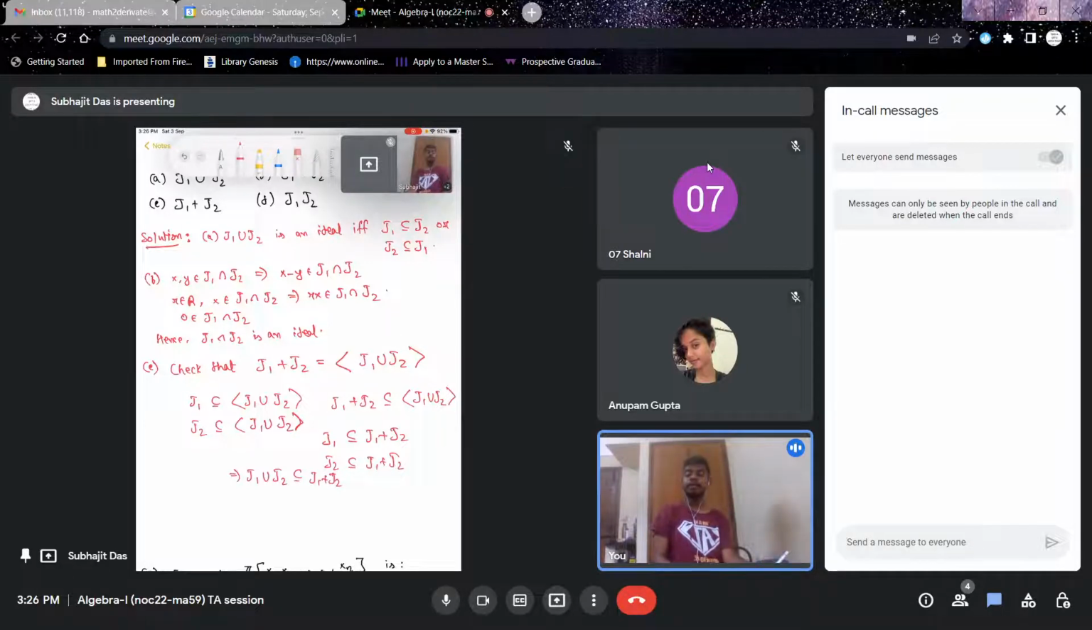Now J1 plus J2 is an ideal, and what do we know about the ideal generated by J1 union J2? This is the smallest ideal containing the set J1 union J2, right? But we already saw that there is some ideal containing J1 union J2, and this has to be the smallest one, which means that this has to be contained in J1 plus J2. So my point is that these two are the same. The ideal generated by J1 union J2 and the sum of the two ideals J1 plus J2 is the same thing.